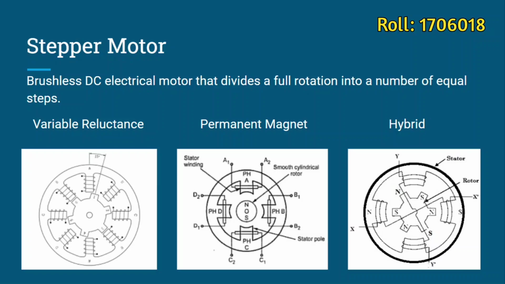Stepper motor is a special kind of DC motor. It performs rotation in small steps. These small steps are called step angles. Usually, there are three types of stepper motor: variable reluctance, permanent magnet, and hybrid. For our project, we have used 4-pole variable reluctance stepper motor.